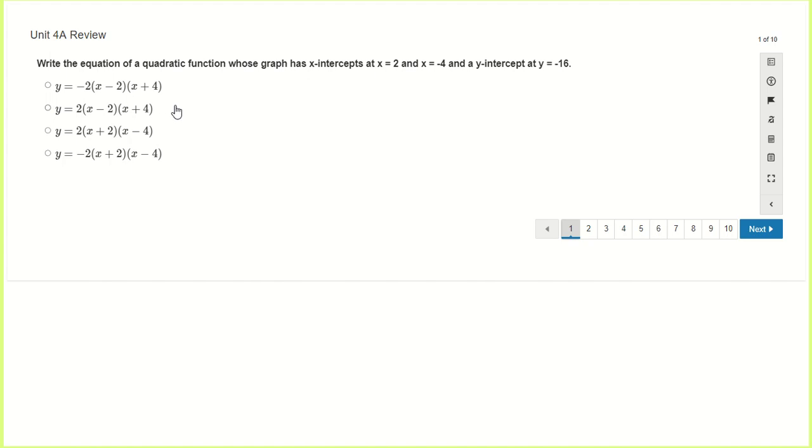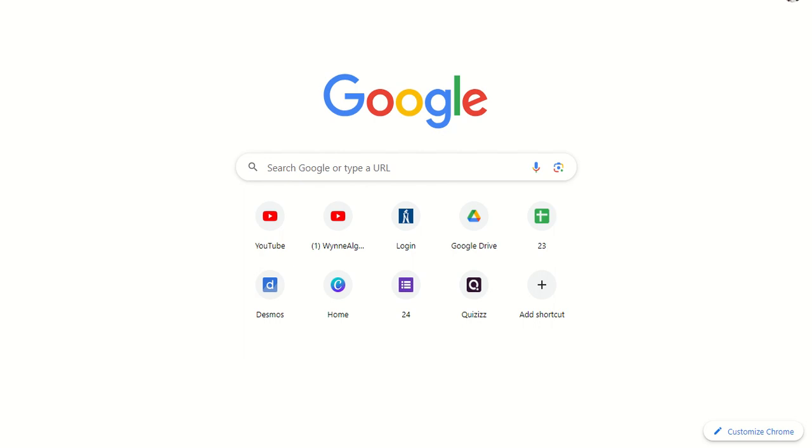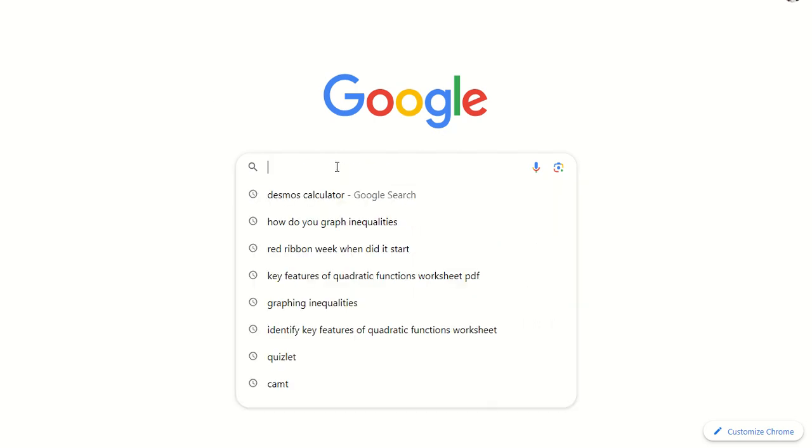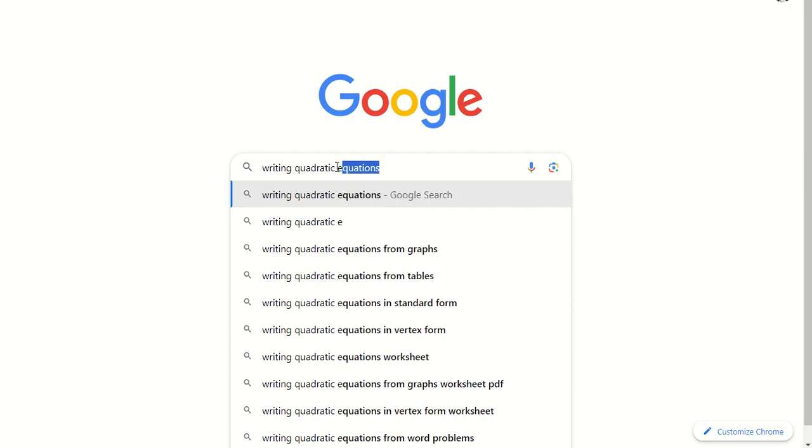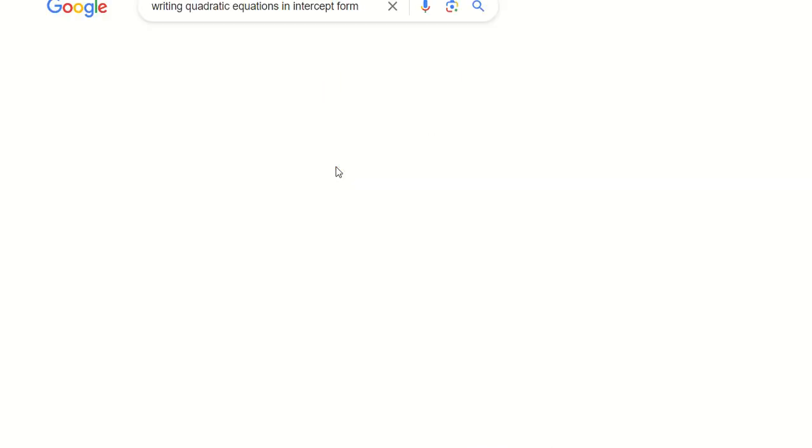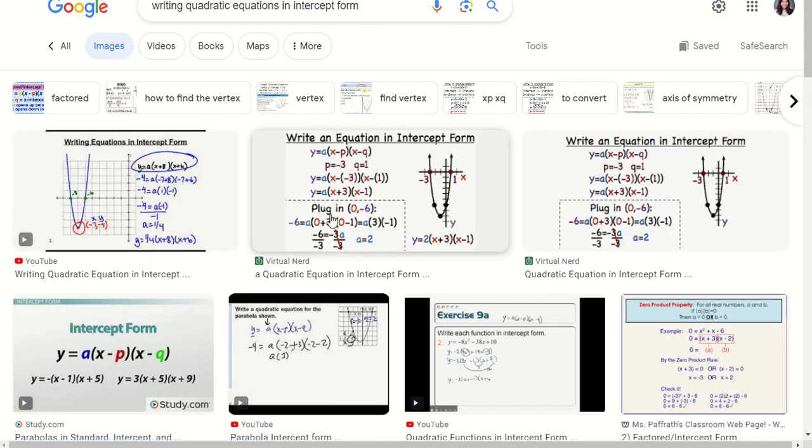Okay. So question number 1 is showing that you are writing an equation using the x-intercepts and then the y-intercept. If you need a visual of what the template was, once again, you can always use Google and search writing quadratic equations in intercept form. When you go there, click images, and there's a ton of examples done for you.